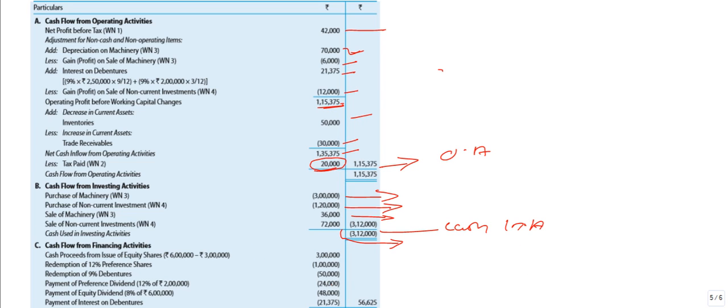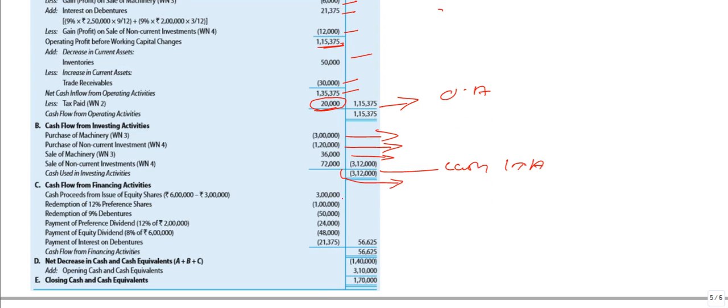Next we go to the financing activity. We issued shares for 3 lakh rupees. Then there is redemption, minus 1 lakh, and again debenture redemption, 50,000 rupees. Then we paid preference dividend, equity dividend, and interest. All these things we write and total here, and then we get the cash flow from financing activity.